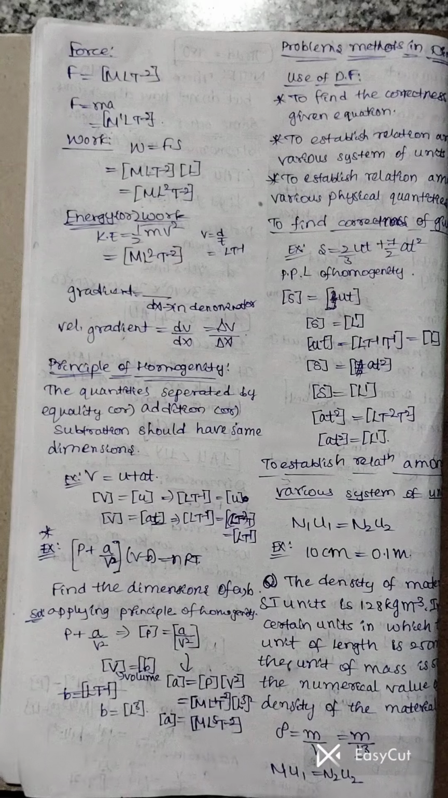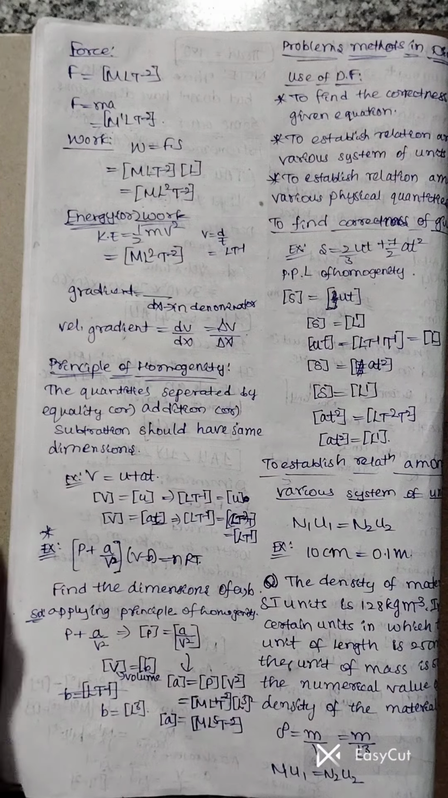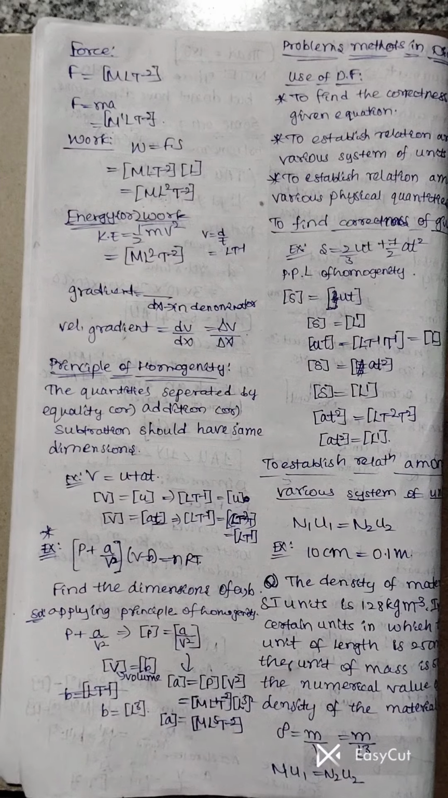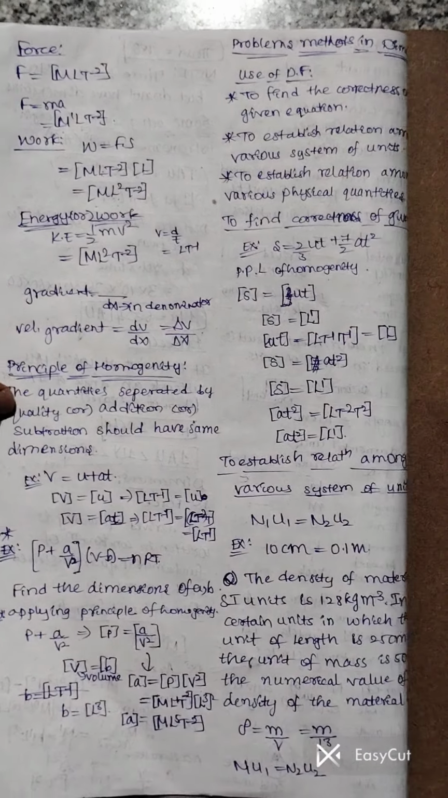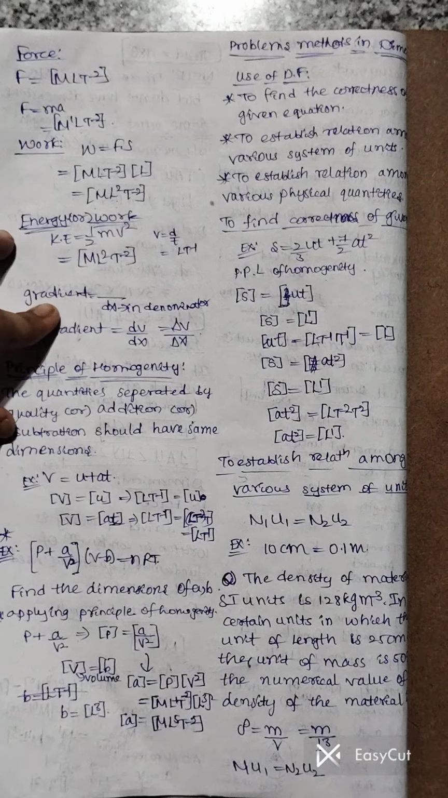Now for energy or work, for both we have the same dimensional formula. How can we derive the dimensional formula for energy? Either it may be kinetic energy, potential energy, or some other, you'll get the same dimensional formula. Let us take kinetic energy. So we know that kinetic energy is equal to half mv square.